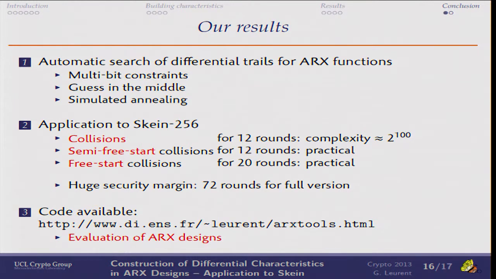So to conclude, the main result of this work is that we can automatically build differential trails for ARX functions. The main ingredients we use are those multi-bit constraints, the fact that we guess bits in the middle at a fixed position, and the simulated annealing that comes from this. We applied this to Skein 256, and the main results are a collision attack for 12 rounds of the hash function, and semi-free start and free start collisions for the compression function. All this shows that there is a huge security margin in Skein because the full version has 72 rounds, and we are very, very far from breaking this.